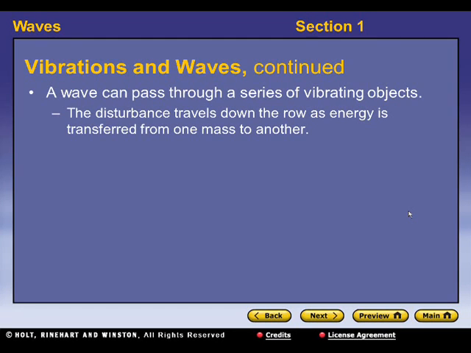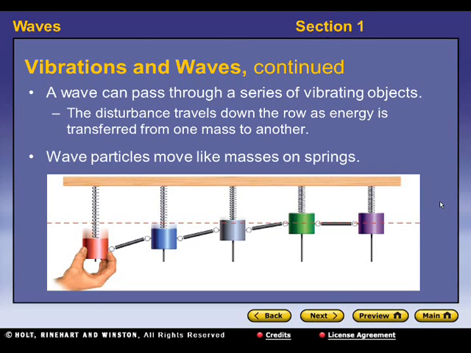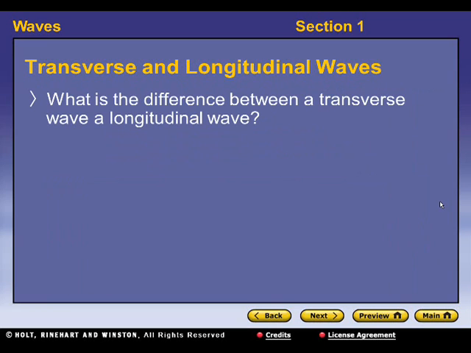A wave can pass through a series of vibrating objects. The disturbance travels down the row as energy is transferred from one mass to another. So in this particular case, this object is moved and it vibrates, and as it does so, it will transfer energy down to these others, and since they're hooked together, you'll get a wave motion that will occur. And wave particles will move like the masses on springs.